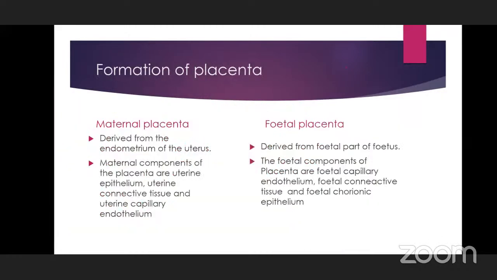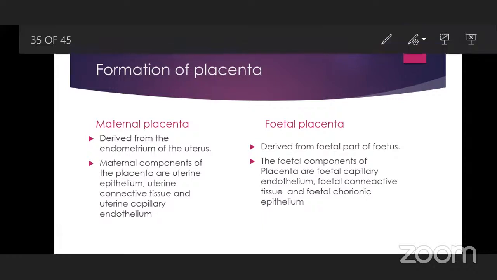Placenta is a tissue which is formed in between the mother and fetus for various functions. It is the connection between the mother and the fetus. Now, placenta is made of 2 parts. One is maternal placenta and the other one is fetal placenta. Maternal placenta is derived from the endometrium of the uterus, and fetal placenta is derived from the fetal part, that is from the developing embryo.